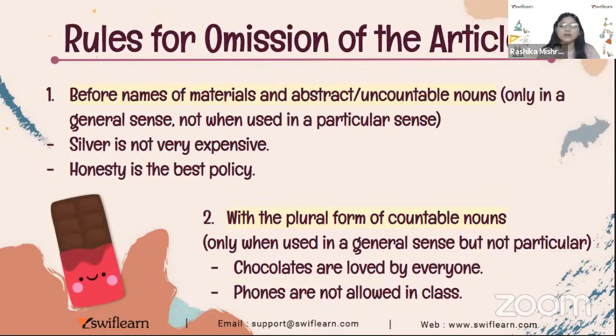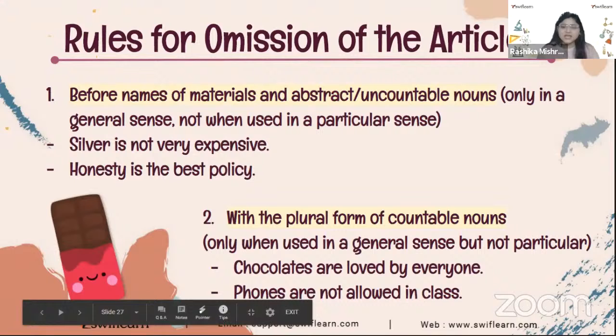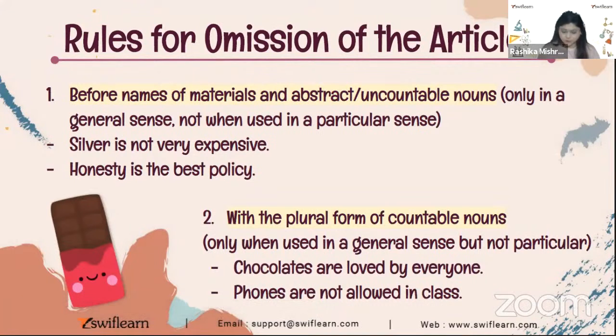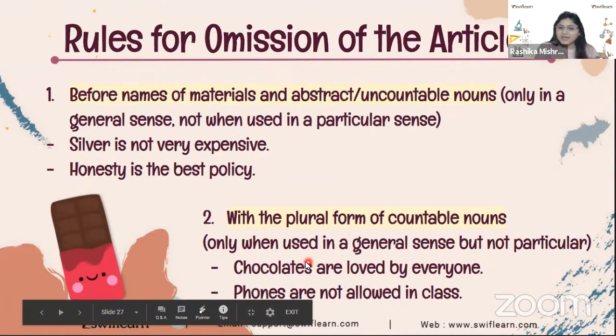when used in a general sense but not a particular one. For example, chocolates are loved by everyone. As you can see here, we are talking about chocolates. The S indicates that the word is plural. So when we have the plural form of countable nouns, we will not use any article before it. In the same way, phones. The S here also represents plurality, that is why we will not use any article here.